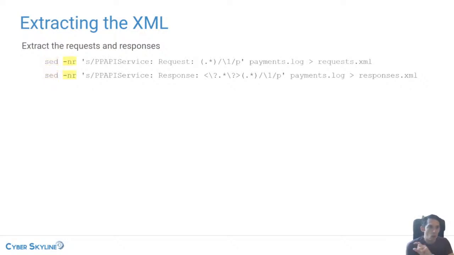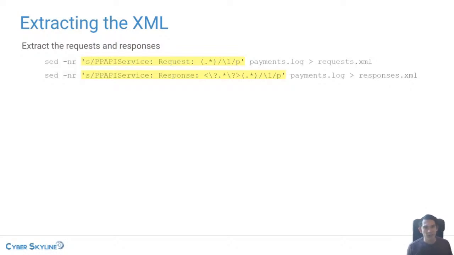And so walking through this command that we have here, we have this -n option that prevents SED from printing every single line in the file, because we only want to print out the lines that have the requests or the responses. Remember, there are those other debug lines within that file. Now, the -r option enables the use of extended regular expressions, which we're going to make use of in our capture groups.